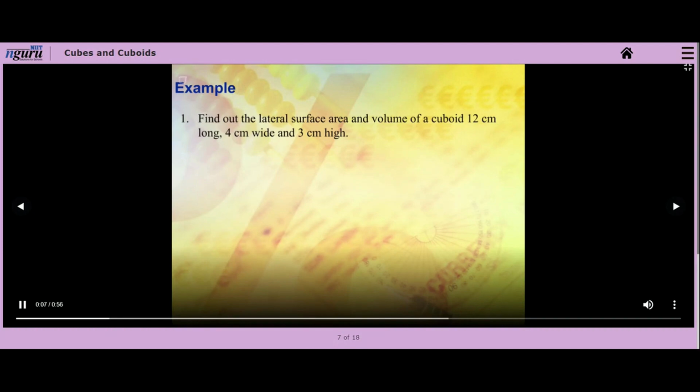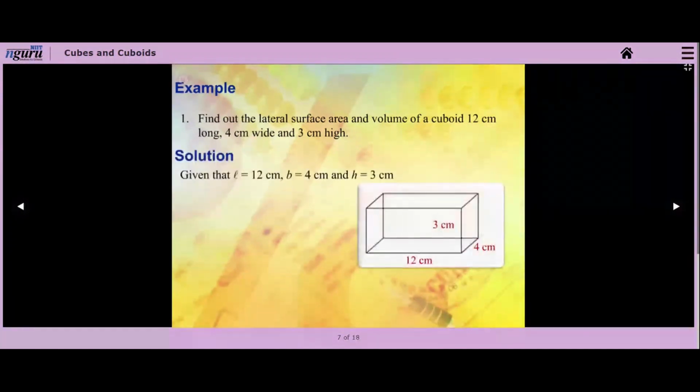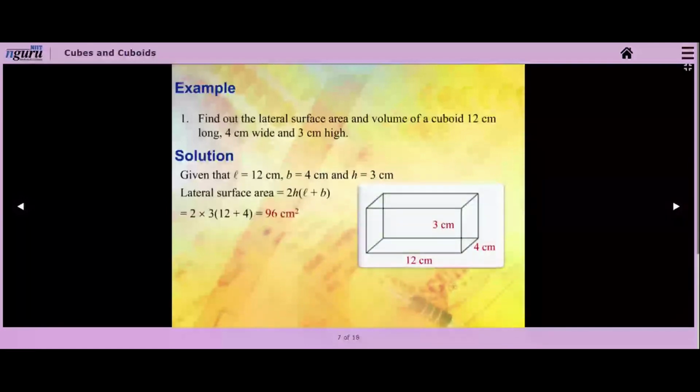Find out the lateral surface area and volume of a cuboid 12 centimeters long, 4 centimeters wide, and 3 centimeters high. It is given that L is equal to 12 centimeters, B is equal to 4 centimeters, and H is equal to 3 centimeters. We know that the lateral surface area of a cuboid is 2H into L plus B. Substituting the values of L, B, and H in the formula, did you get 96? We get the lateral surface area as 96 square centimeters.